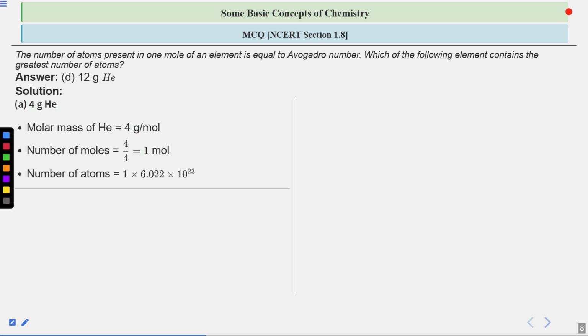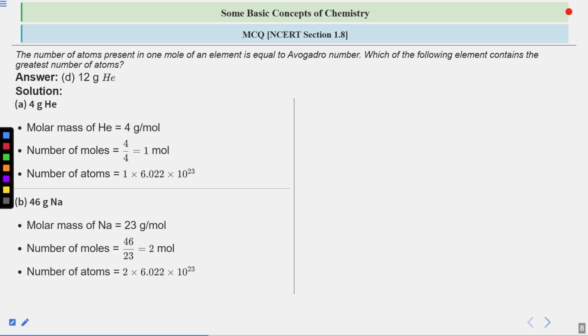What about the next one? Next one we have 4 grams of sodium. Now what is the molar mass of sodium? It is 23 gram per mole. And how many grams is given? 46 gram. Again given mass by molar mass. That will give you 2 mole. Now for 2 moles, the number of atoms will be simply 2 into Na.